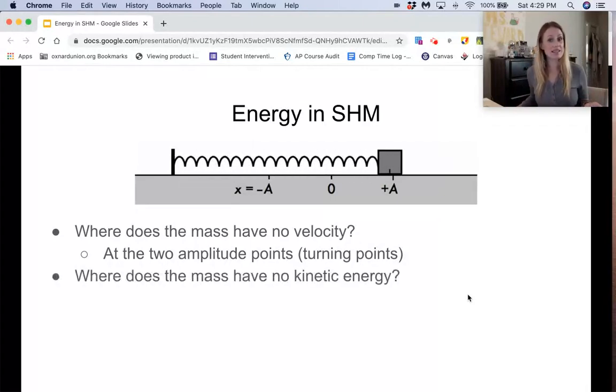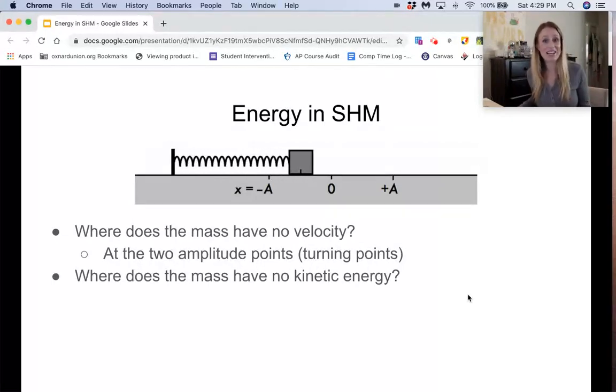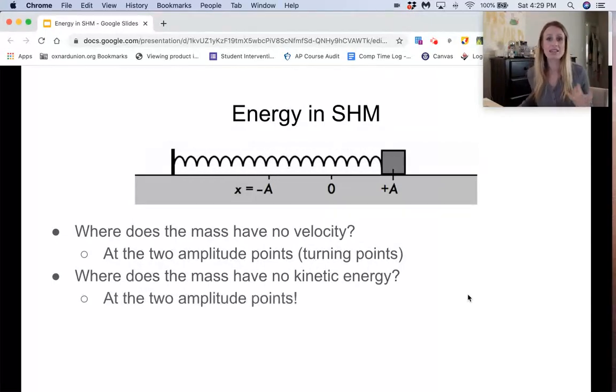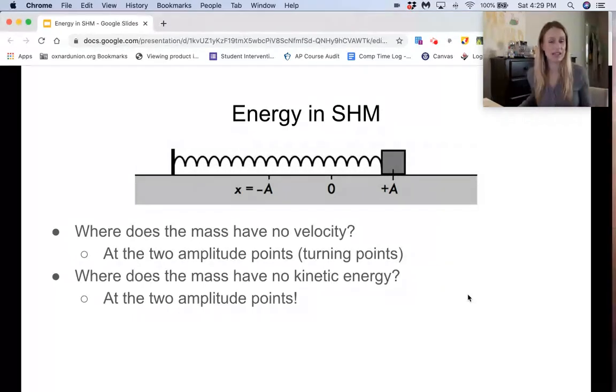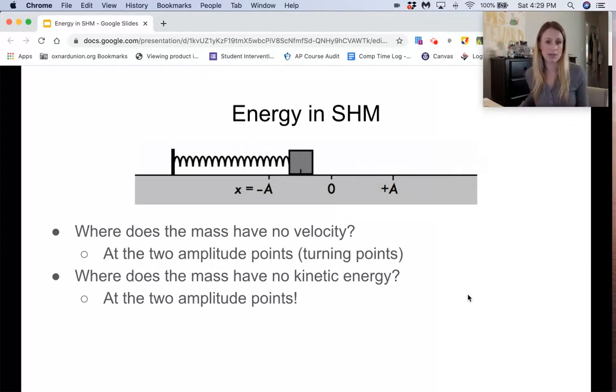So where does the mass then have no kinetic energy? Well, if we have no velocity, we have no kinetic energy because we know that kinetic energy is 1/2 times mass times velocity squared. So if v is equal to 0, then kinetic energy is also equal to 0. So that also occurs at the two amplitude points.